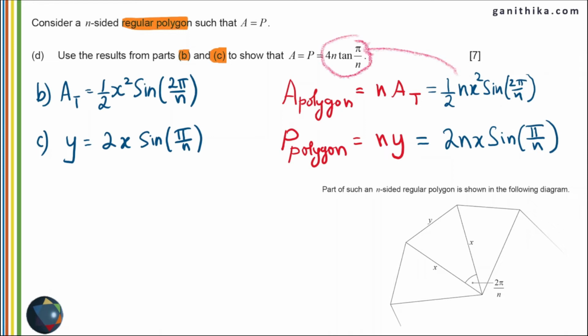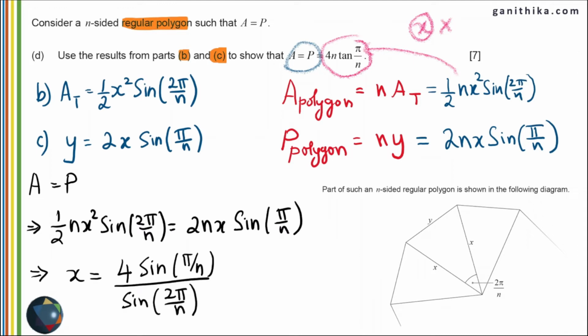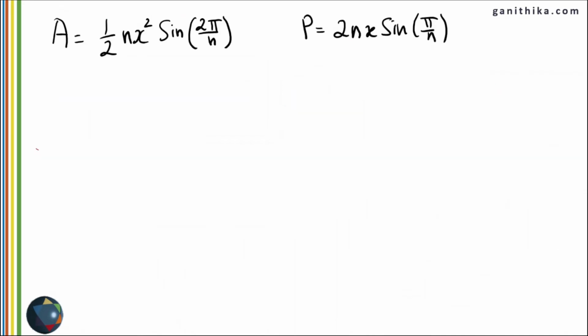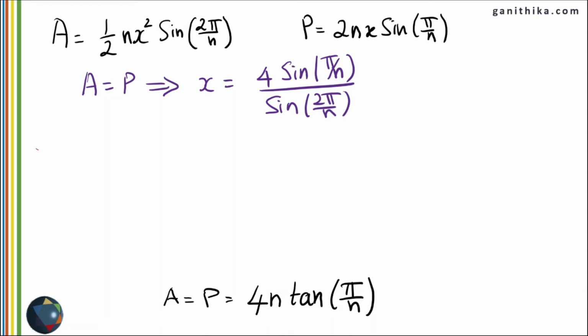But look at the question. It says A equal to P, but not in terms of sine, it's in terms of tan. And the angle is also pi over n, not 2 pi over n. And you should have noticed that it doesn't have any x term in it. Therefore, we need to first of all isolate x from these two expressions for A and P by using the A equal to P condition. So writing them both on either side, you can see that x can be isolated like this. So once you have isolated x like this, and you have the condition A equal to P, these are the things that we have now, and we are supposed to prove that both A and P are equal to 4n tan pi over n.